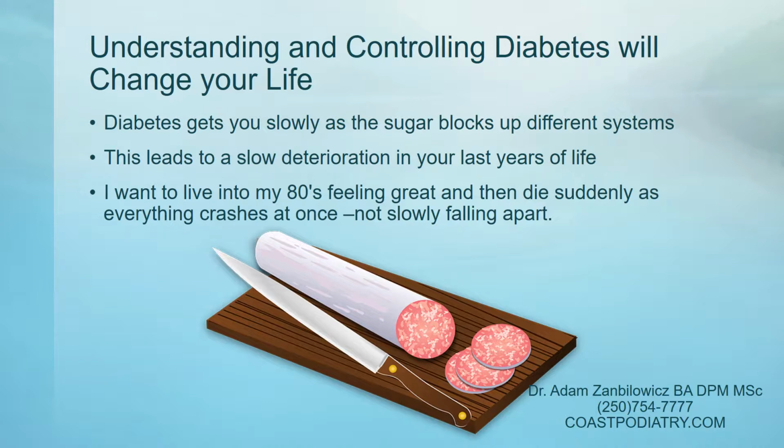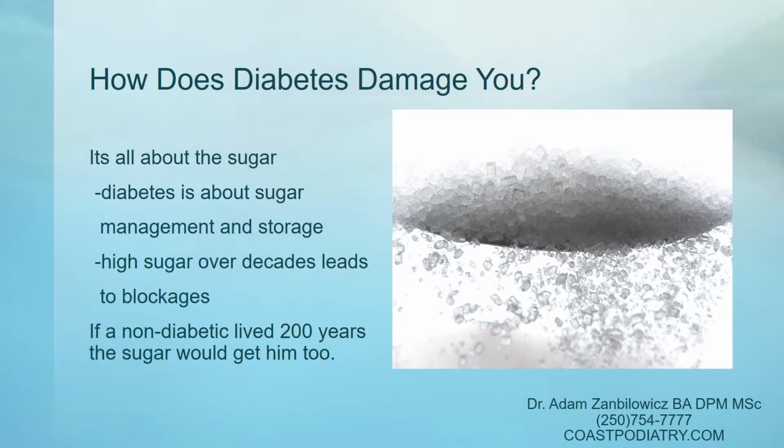People who have early and good control of their diabetes really don't run into those problems. The way that I want to go at the end of my life, without any question, is I want to go suddenly with everything falling apart all at once. Diabetes doesn't let you end your life that way. For the most part, it ends up being a very slow process that we can now avoid altogether for the vast majority of diabetics. So fundamentally, diabetes is about sugar.